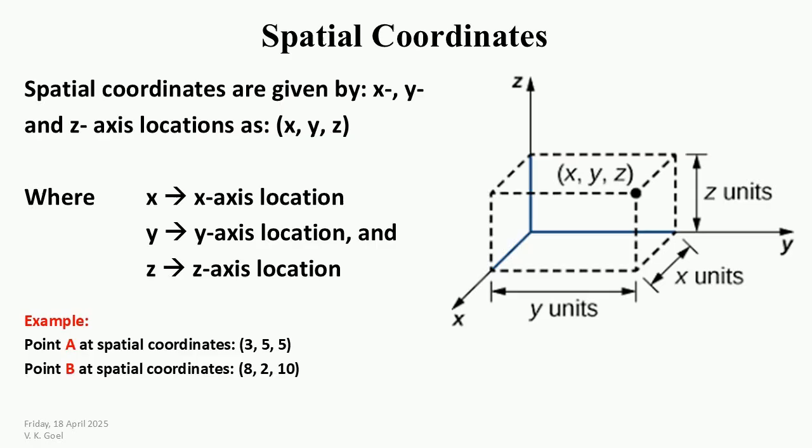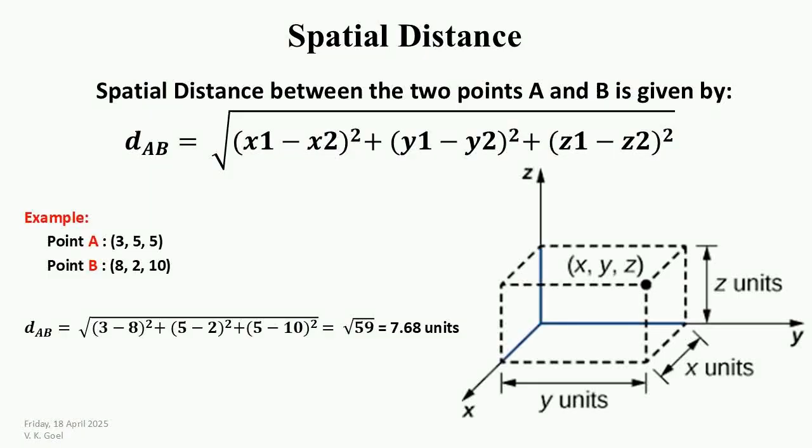Points A and B are taken here as an example. It can be observed here that the 2 points are in space now. The distance between two spatial points is called spatial distance. The Cartesian distance formula is extended here to give the spatial distance. From here, we can define Euclidean distance now.